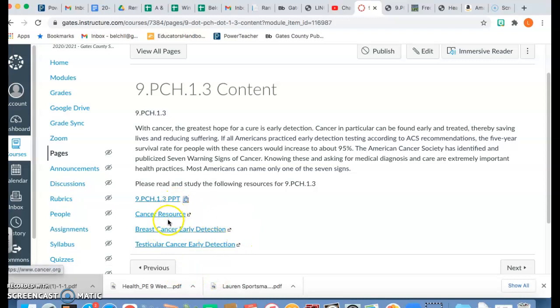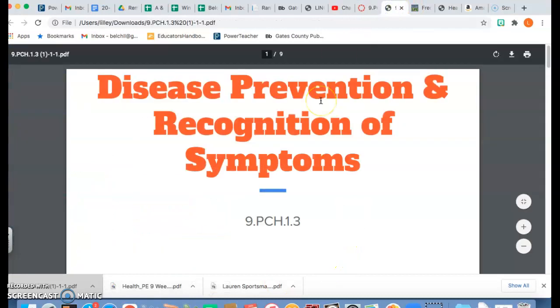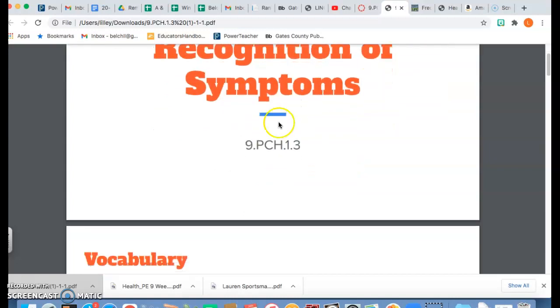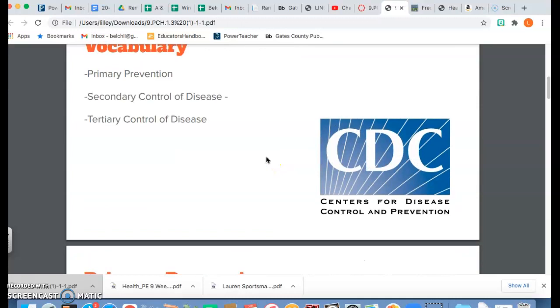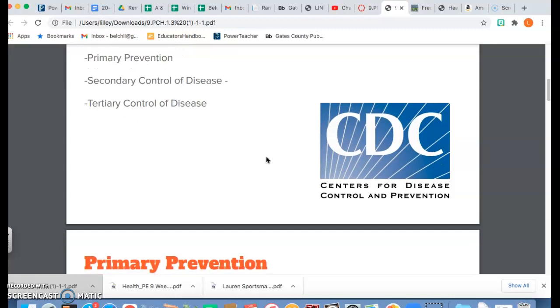It's a cancer research website, a breast cancer early detection website, and then testicular cancer early detection in males. And of course, the breast cancer one is focused towards the females. And this is just a general cancer website, but you may click on these 3 web pages at any time to review them. But getting into the PowerPoint now, like I said, this is disease prevention and recognition of symptoms. And our vocabulary today is just primary prevention, secondary control of disease, and tertiary control of disease.